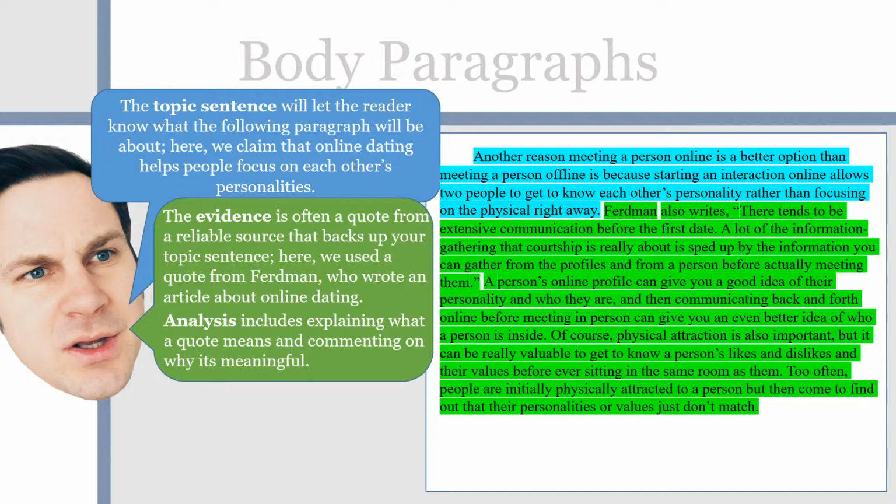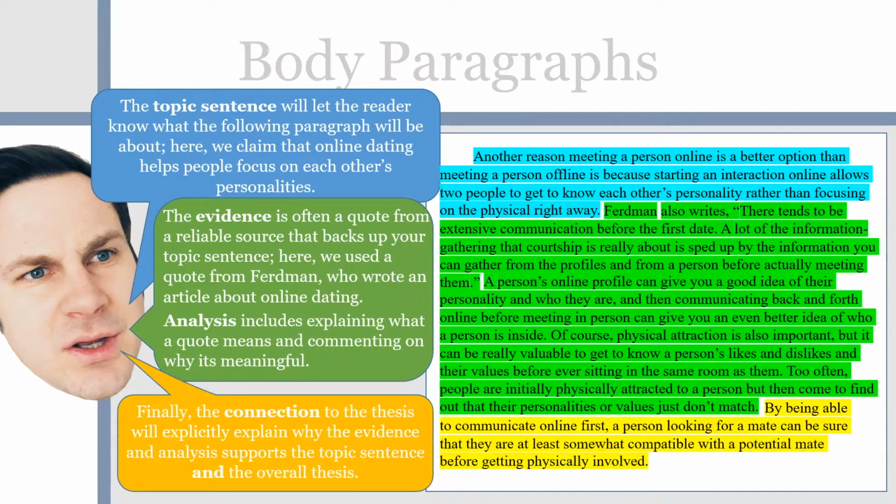Too often, people are initially physically attracted to a person, but then come to find out that their personalities or values just don't match. And at the end of each body paragraph, you'll have a connection back to your thesis. This connection will explicitly explain why the evidence and analysis supports the topic sentence of this paragraph and also the overall thesis of the essay.